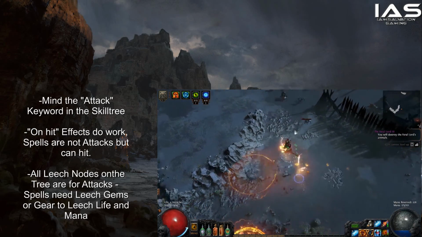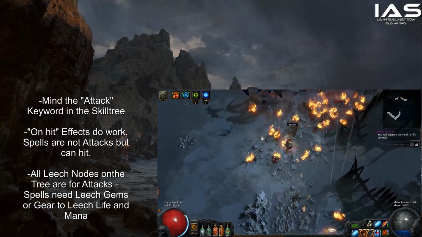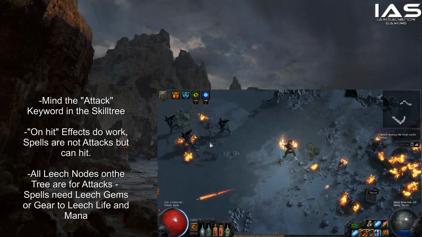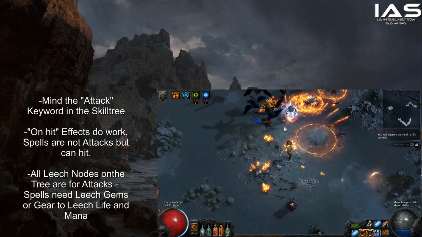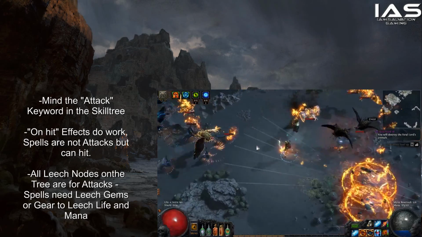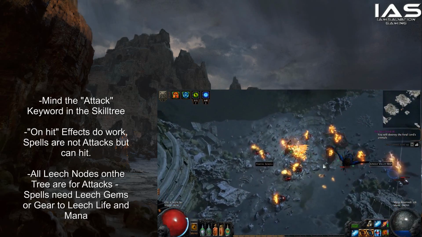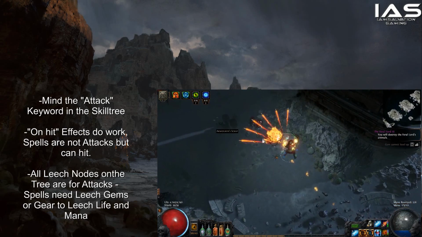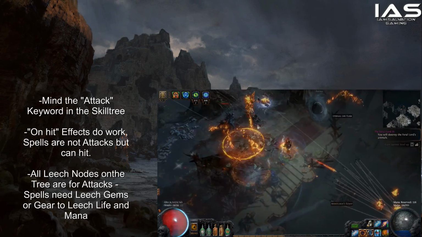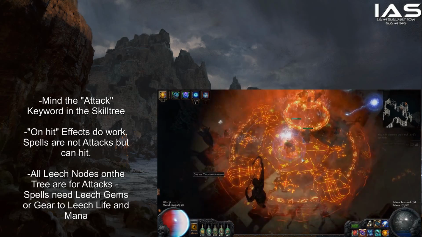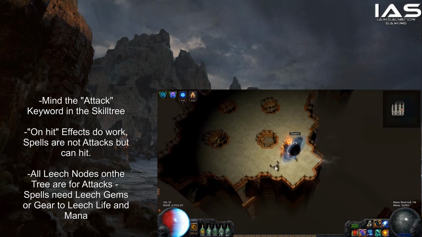There are other effects on the skill tree, like on hit effects or on kill effects, and these will work with both attacks and spells. Because sometimes you get confused with that, spells do also hit. They are not attacks, but they do hit the enemy, so on hit effects do work with spells.